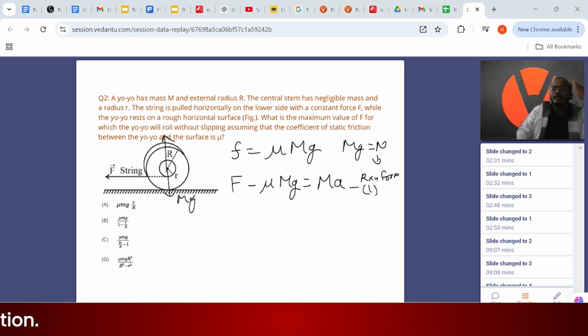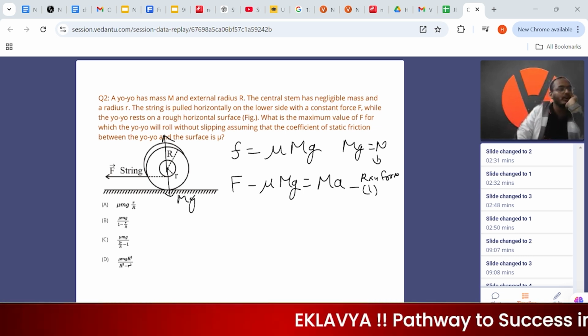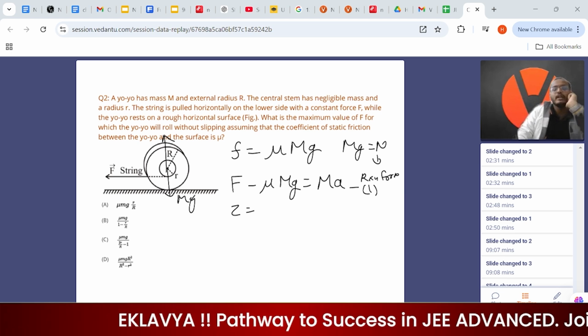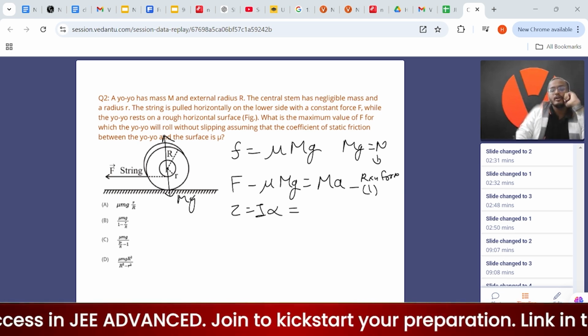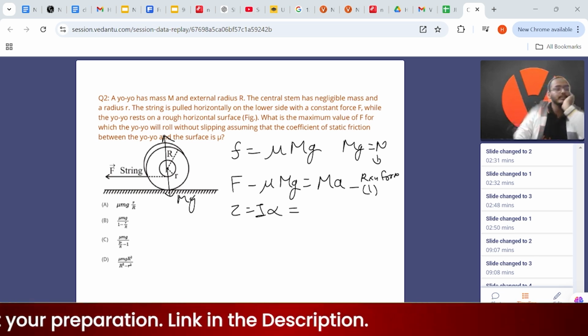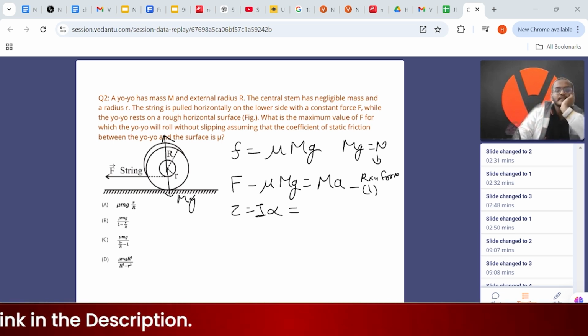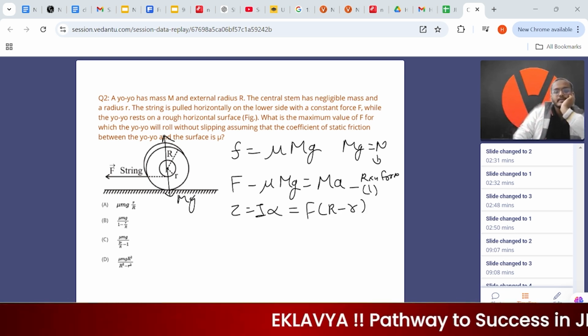Okay. Now, this is for translatory motion. For rotational motion, there must be some torque, right? Now, we know that tau is equal to I alpha, and also it will be equal to force into the perpendicular distance. This is a small r, so this will be the perpendicular distance, so it will be F into r minus r.